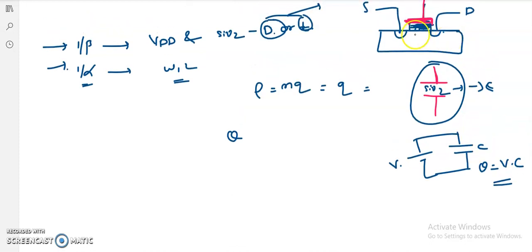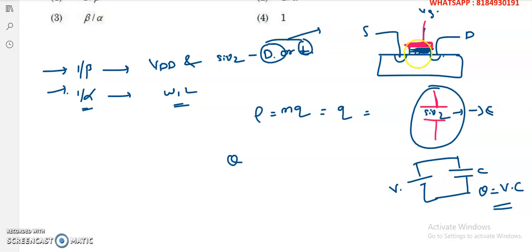In the same way, the amount of charge or the charge density in this capacitor, that is in this silicon dioxide, Q, can be given as V into C, where V is VGS, that is the gate to source voltage. Generally, we give the gate to source voltage as the input to the MOSFET, into the capacitance formed here. Generally, C is nothing but the capacitance, and the formula is epsilon A divided by D.